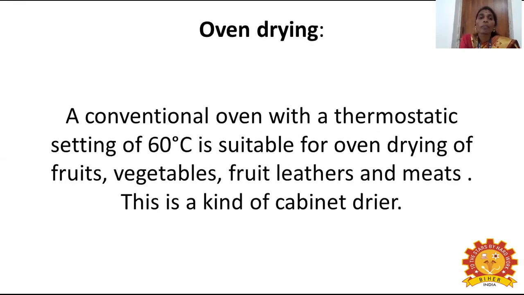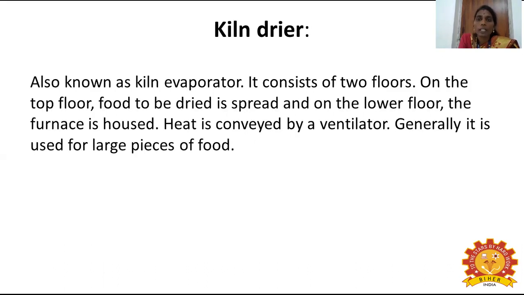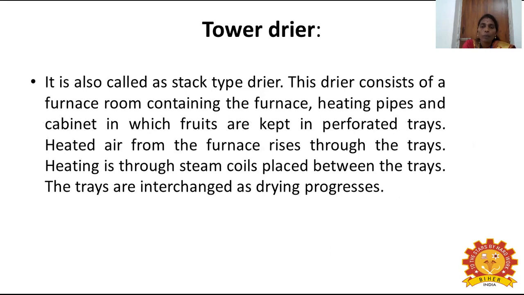Then oven drying. A conventional oven with a thermostatic setting of 60 degrees Celsius is suitable for oven drying of fruits, vegetables, fruit leathers, and meat. This is a kind of cabinet dryer. Then the kiln dryer, also known as kiln evaporator. It consists of two floors. On the top floor, the food to be dried is spread; on the lower floor, the furnace is housed, and heat is conveyed by a ventilator. Generally it is used for large pieces of food.